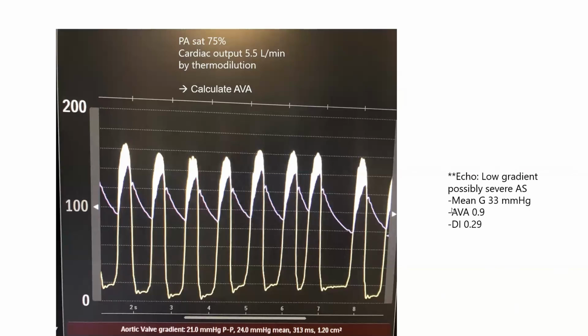And that generates a lower aortic valve area. So half is mismeasurement. So that's why we did this study. Calculate the valve area for me. You have the peak to peak and the mean. What's the valve area? And I'm giving you the cardiac output.